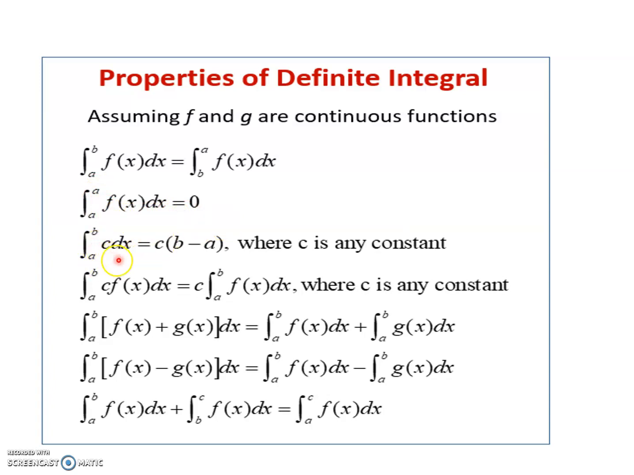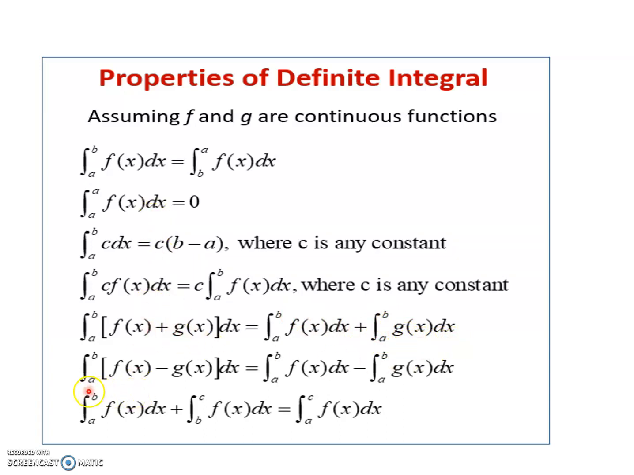Integration a to b, c dx is equal to c times b minus a, where c is any constant. Integration a to b, c f of x dx is equal to c times integration a to b, f of x dx, where c is any constant. Integration a to b, f of x plus g of x dx is equal to integration a to b f of x dx plus integration a to b g of x dx.